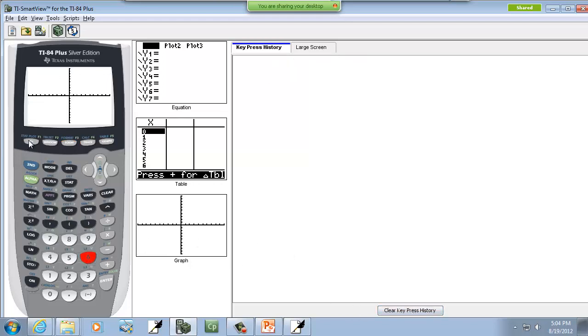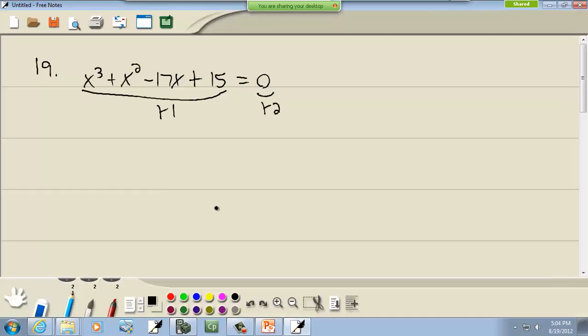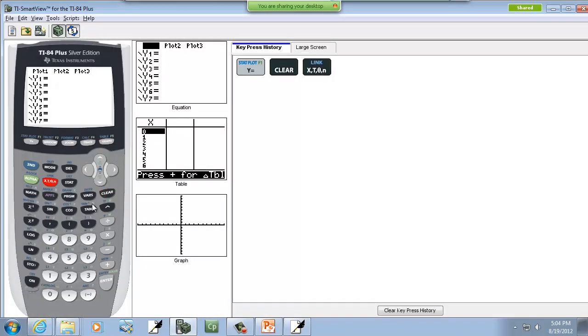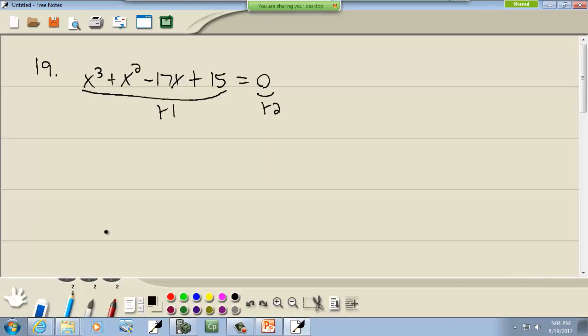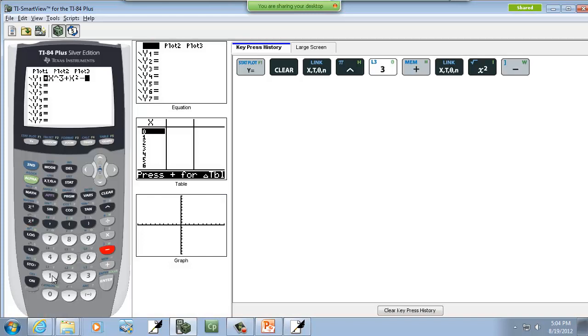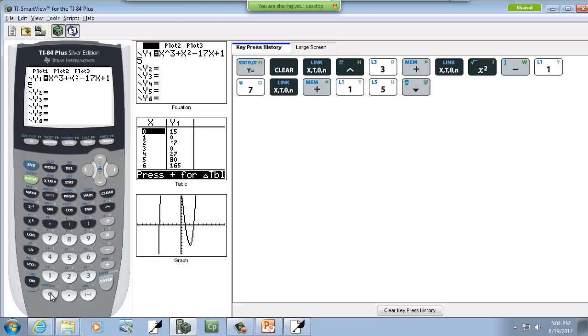Okay, so we're going to press y equals. Press clear to clear out whatever's on y1. And we got x to the 3rd, so we'll do x caret 3 plus x squared minus 17x plus 15. And we'll down arrow, and we'll put 0 on y2.